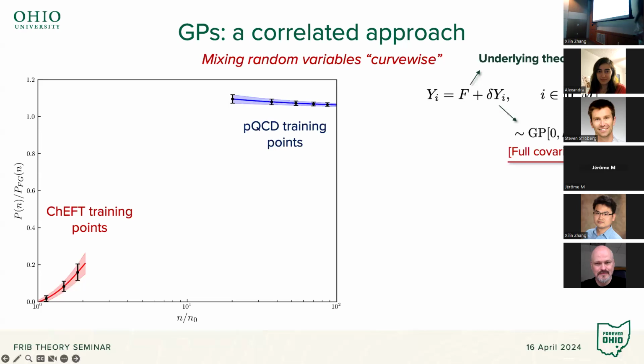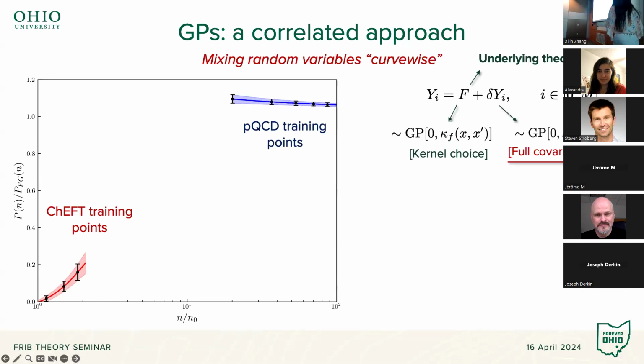But if you look at using a correlated approach, we were thinking, okay, what if we use a random variable like this that has the same underlying theory that we want to get, but now these delta y's are going to be the full covariance matrix of our data, because we have that information from this truncation error model that we developed. So why not use it to its fullest? This way we're not neglecting any correlations.